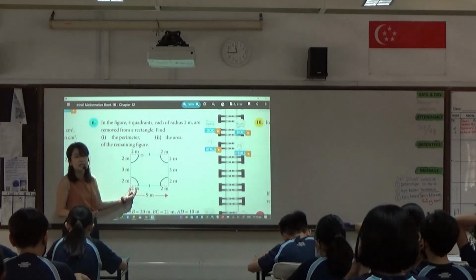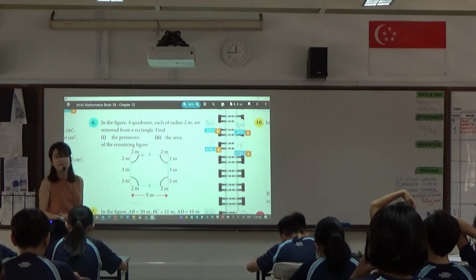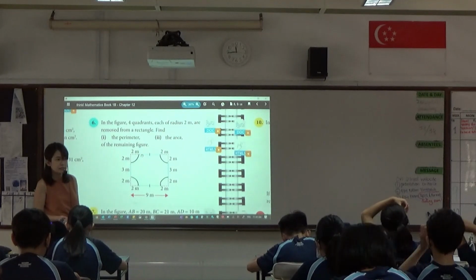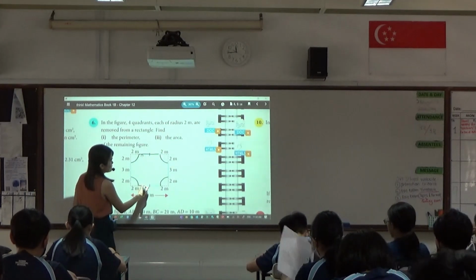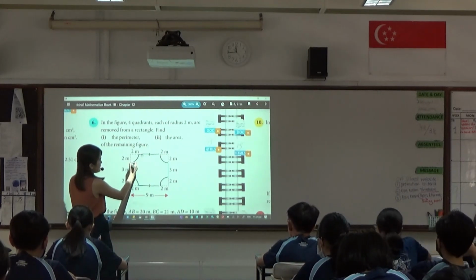meters. So actually it's one complete circle's circumference. That's what you can see it as. Okay. Then we also need to count this side here and this side. Okay, and then also this side here.